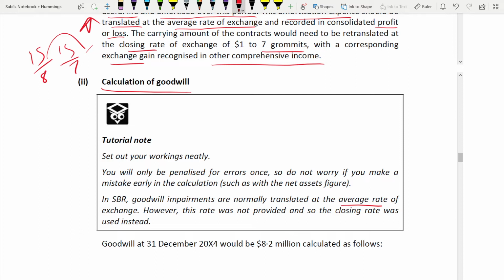See how you have to use your common sense sometimes. When average rate is not there, don't break your head. Where is the average rate? Some students try to be too smart. What they do is they add the opening and the closing and divide by 2 and find the average rate. No, that's not what you should do. If average rate is not given, use the closing rate. Okay, for the impairment also.